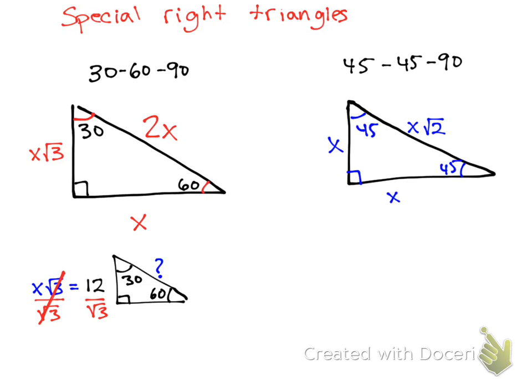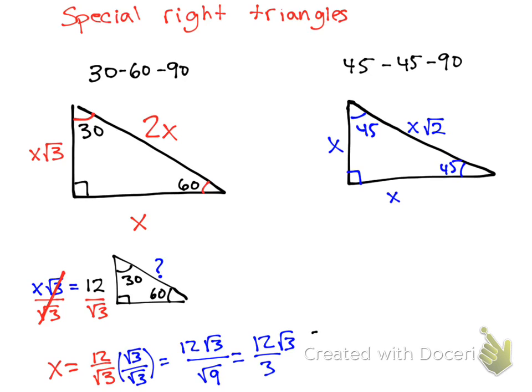Those cancel out, and then we have x equals 12 divided by the square root of 3. We can't leave our answer like this because it is not rationalized. So we multiply the top and the bottom by square root of 3 over square root of 3, so that we can rationalize the denominator. That gets us 12 square root of 3 over square root of 9, and the square root of 9 we know is 3. We can reduce a little further: 12 divided by 3 is 4, so 4 square root of 3. So x in this 30, 60, 90 triangle is 4 root 3.